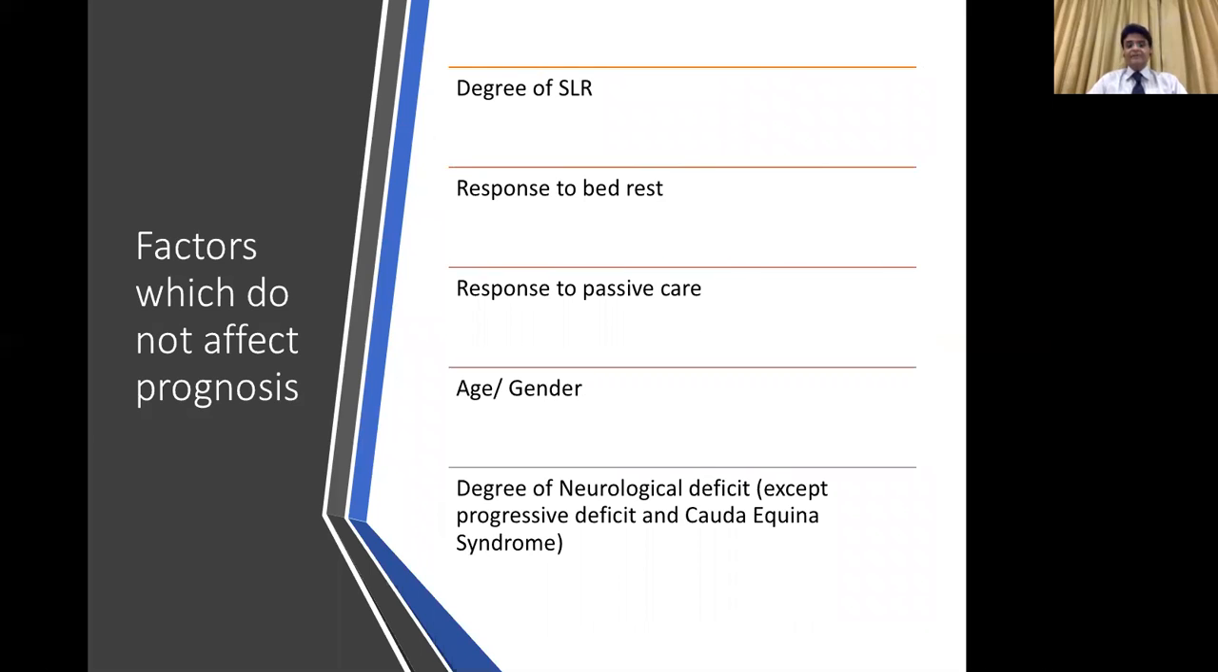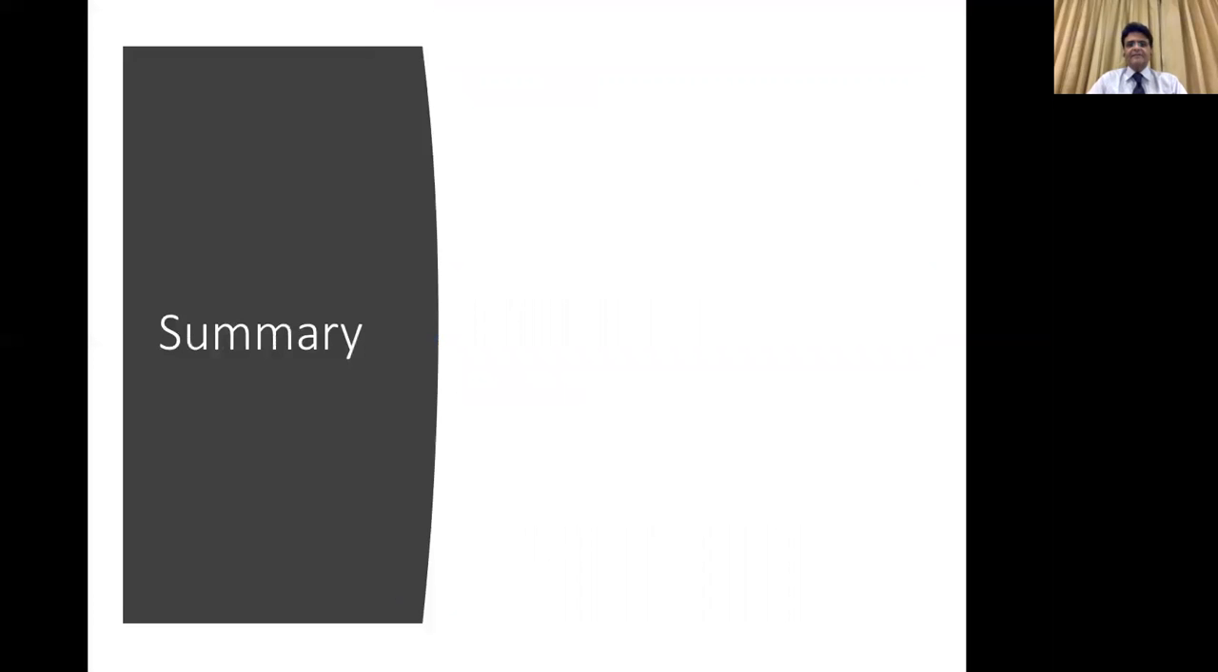Degree of SLR. Doesn't matter whether you have a 30-degree or a 70-degree positive SLR, whatever you may calculate it, it doesn't affect it. How long you give them bed rest doesn't affect. How they respond to passive physical therapy doesn't affect. Age and gender of the patient, nothing. Neurological deficit, yes. Unless it's a progressive neurology or a cauda equina, these patients will not have a significant difference. A mild grade 1, which is 4 plus or a 4 on 5, does not make much of a difference as far as recovery is concerned.